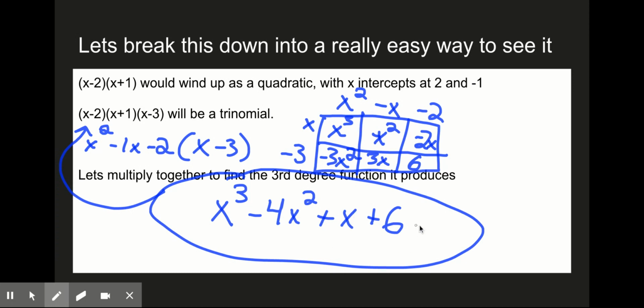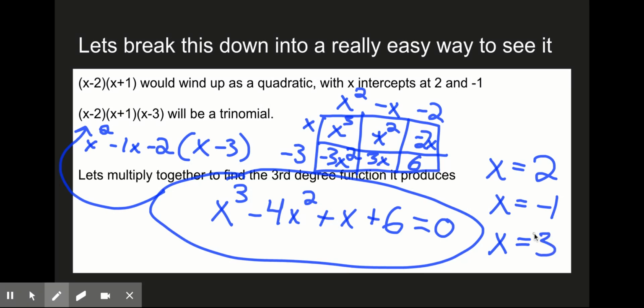Let's think about what the solutions to this are. When does it equal 0? Not at -2, 1, and -3, but at +2, -1, and +3. That's an important thing for me to be keeping in mind, all right?